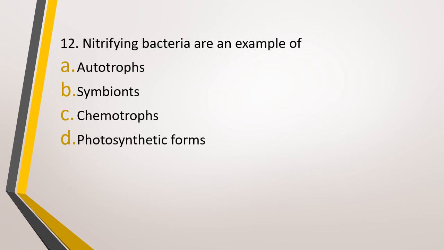Question number 12. Nitrifying bacteria are example of option A, autotrophs, option B, symbionts, option C, chemotrophs, or option D, photosynthetic forms. Nitrifying bacteria are example of. Correct answer is option C, they all are chemotrophs.